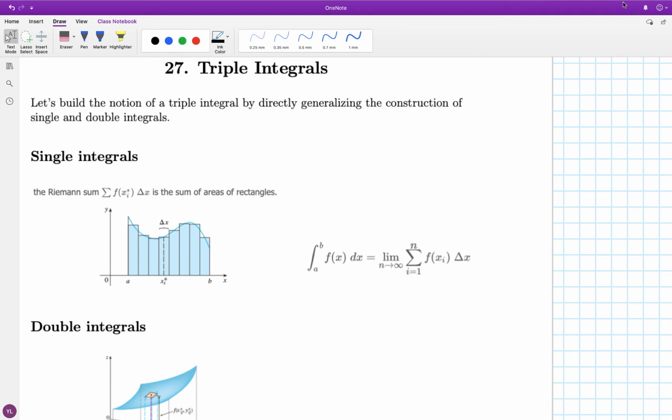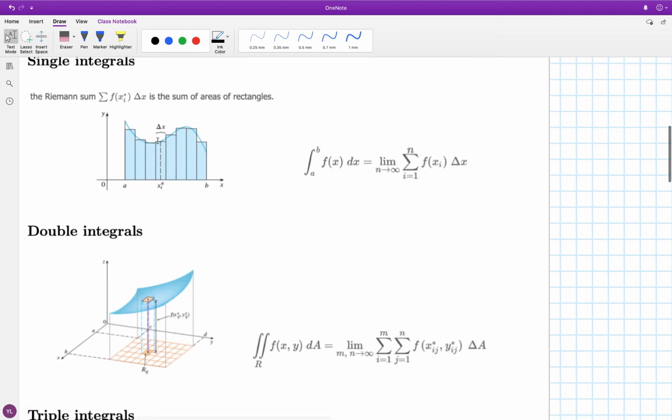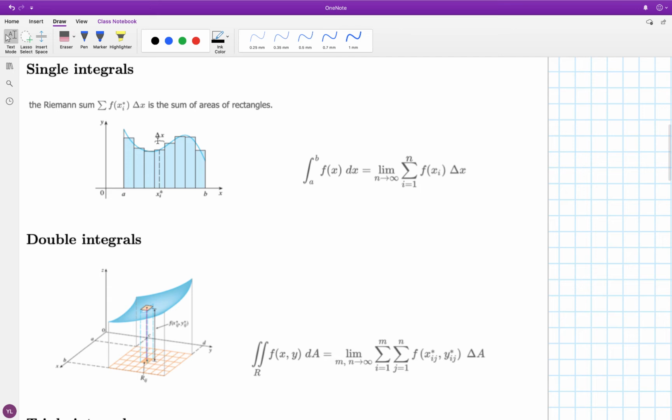All right, I want to tell you what a triple integral is. So I'm going to start with a single integral, move to a double integral, and then sort of define a triple integral in the same manner. So let's review what happens with the regular definite integral from Calc 1.